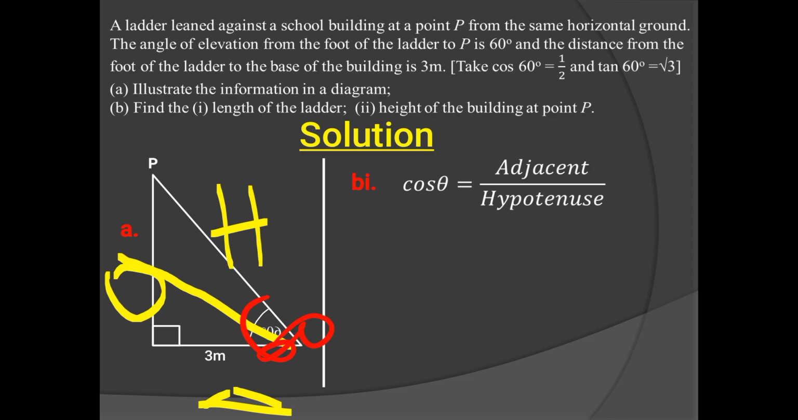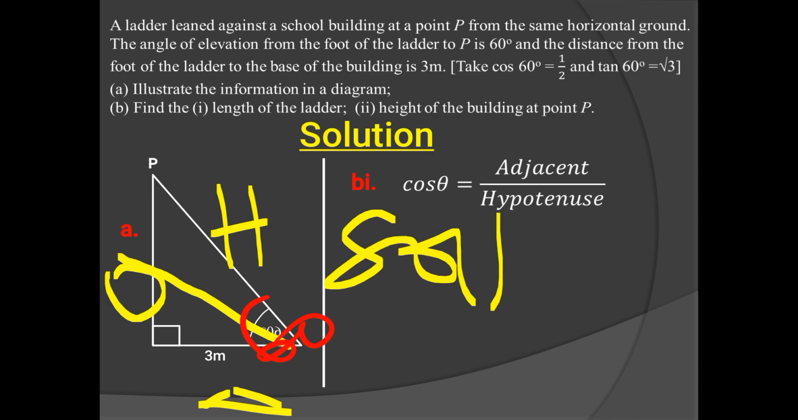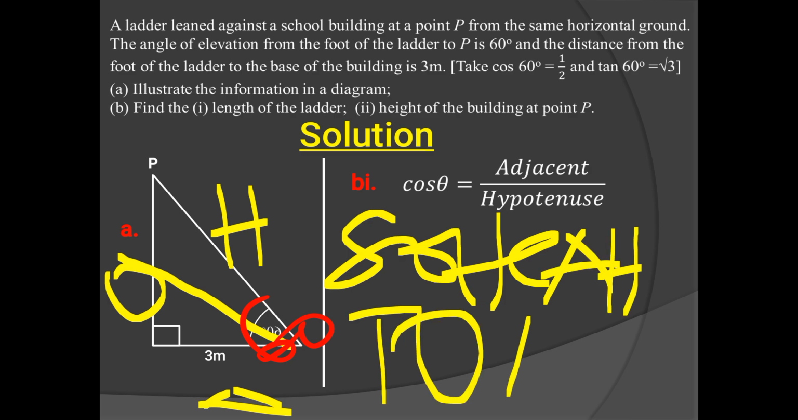Our hypotenuse has not been given, but our adjacent has been given. So which ones have adjacent? We are looking for the ones that have adjacent. Tan has adjacent and cos also has adjacent. Can you see it? Good. So are we going to use tan or cos? Anyone will work.